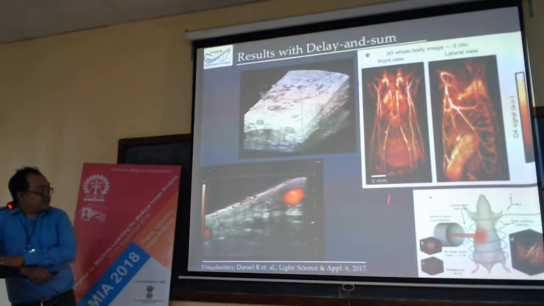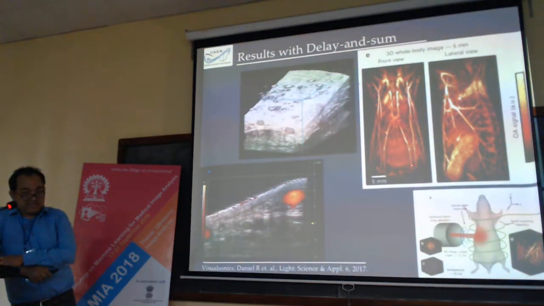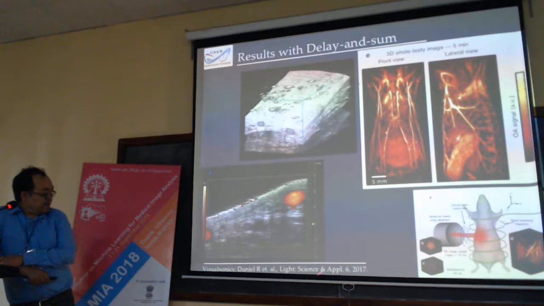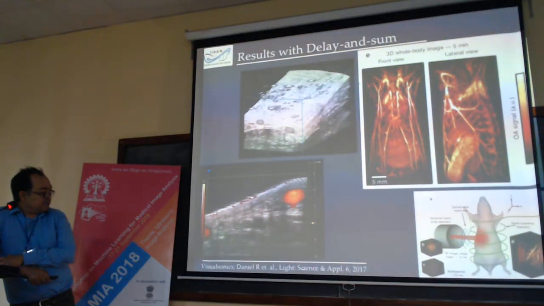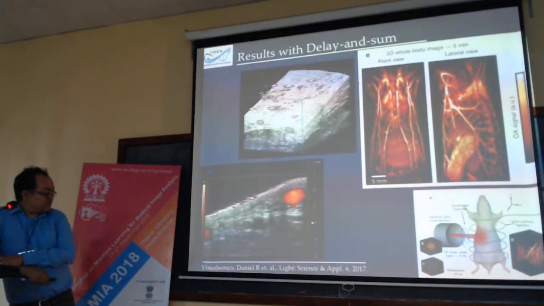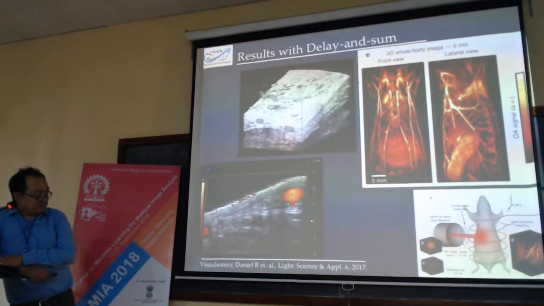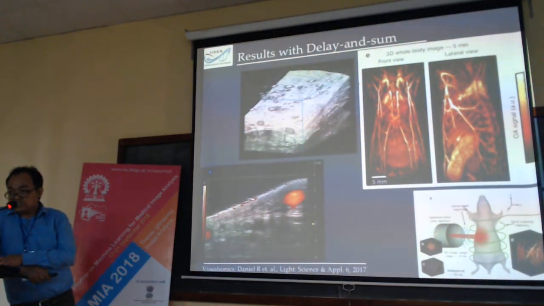So I am just giving the results. This is the whole body imaging of the rat that I got, just to show the capability, from Daniel Razansky's group. It is shown that they can do this by using this kind of cup transducer.